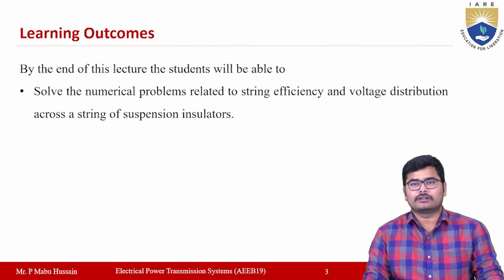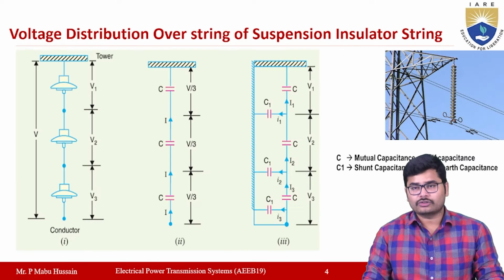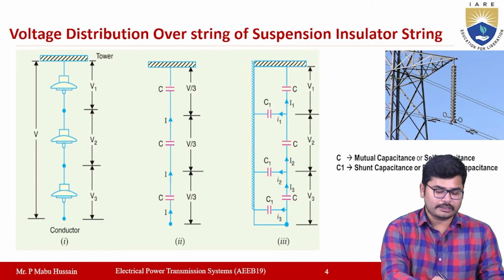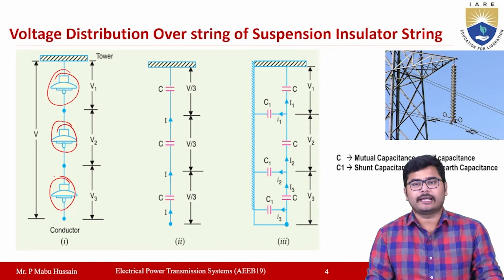Upon completion of this video, the students will be able to solve numerical problems related to string efficiency as well as voltage distribution across a string of suspension type insulators. Before solving the numerical problems, let us recall what voltage distribution and string efficiency are in suspension type insulators. Suppose you are taking a 3 insulator string, which means there are 3 insulators connected in series with a metallic link.